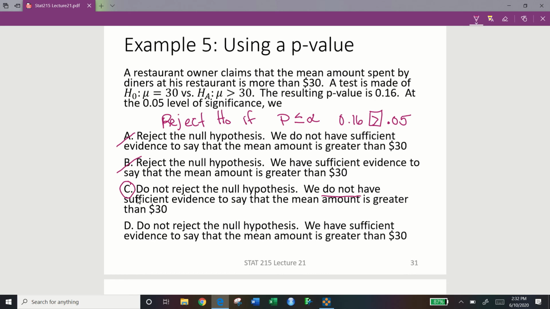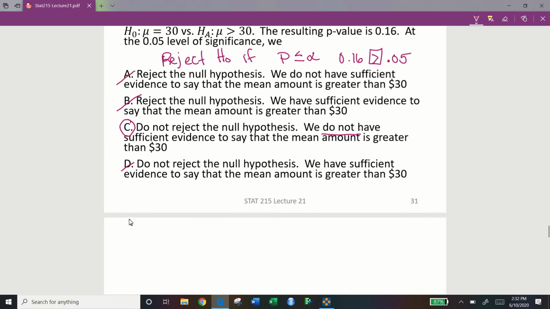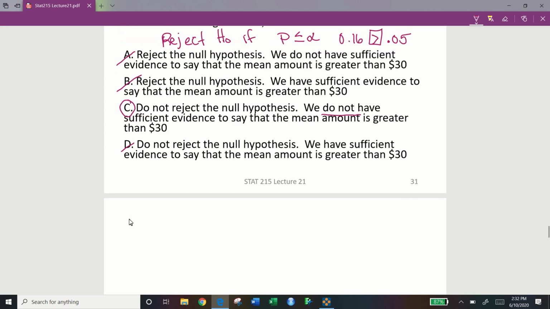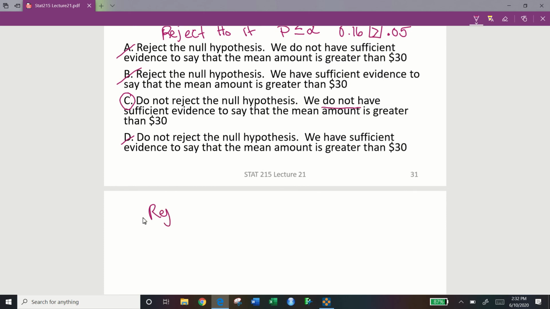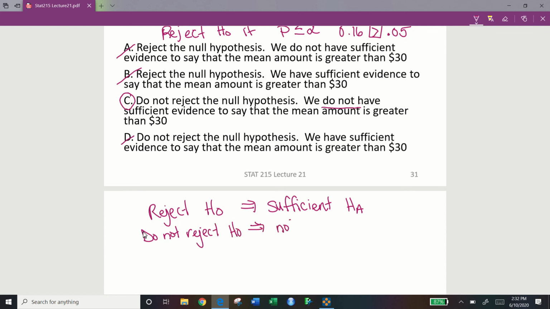At this point, I want to give you a hint for that second line going forward. If you reject your null hypothesis, that is going to imply that you have sufficient evidence of your alternative. If you do not reject your null hypothesis, that is going to imply that you do not have sufficient evidence of your alternative hypothesis. This might be something that you want to memorize going forward.